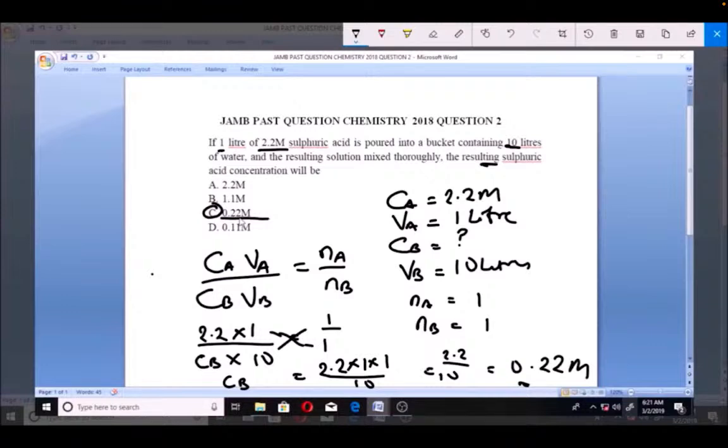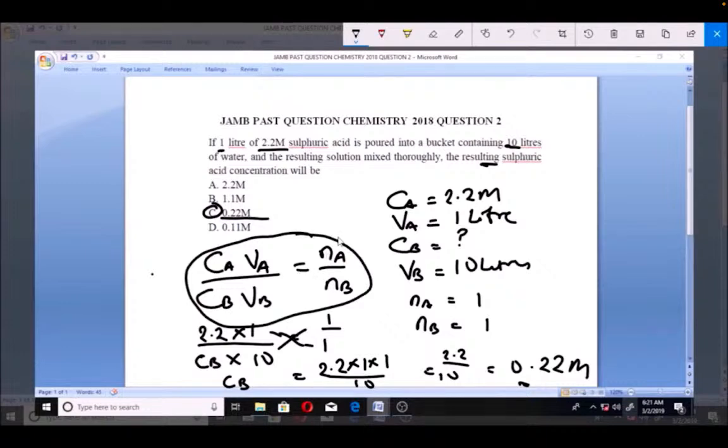So the most important thing that you need to go away with in this very solution is that once you have something that involves mixing, sulfuric acid being poured into water, checking the concentration, you need to use this formula. This is the general formula for calculation. So all this will be given to you.